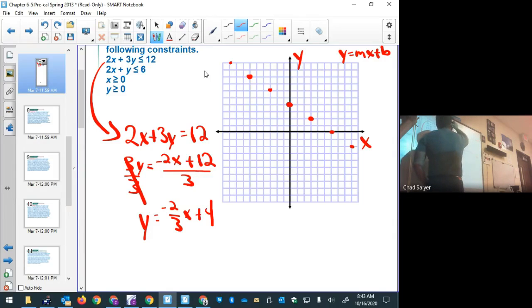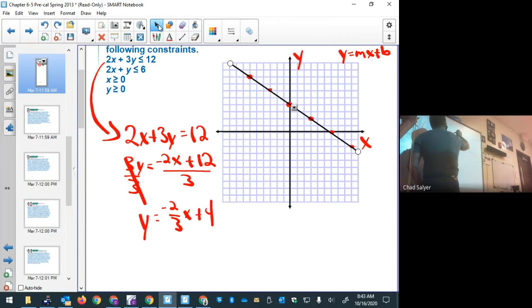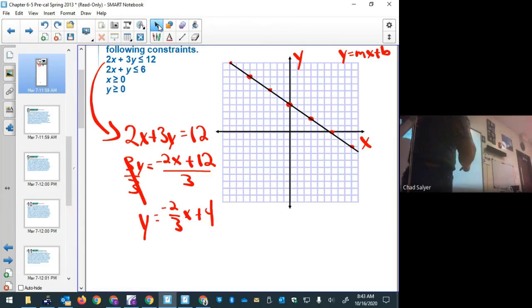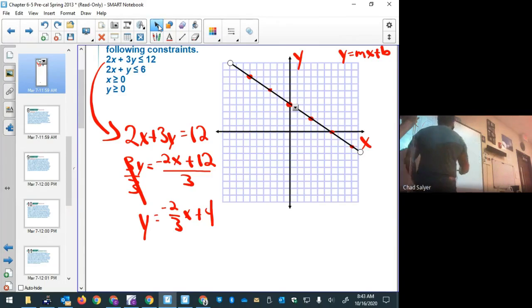And again, it is a solid line there. And if your points don't line up, you did something wrong. Mine don't line up perfectly either. If they don't line up at least a little bit, you did something wrong. There we go. So there's the first boundary of the inequality.